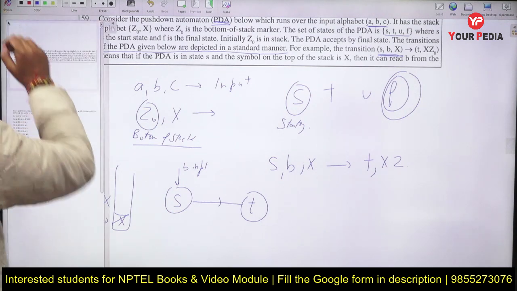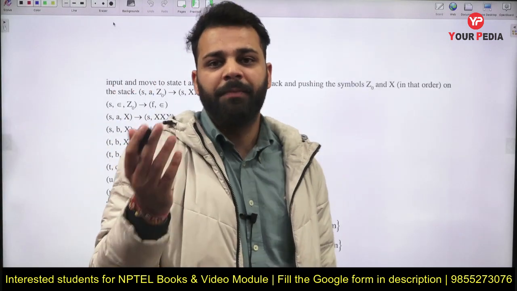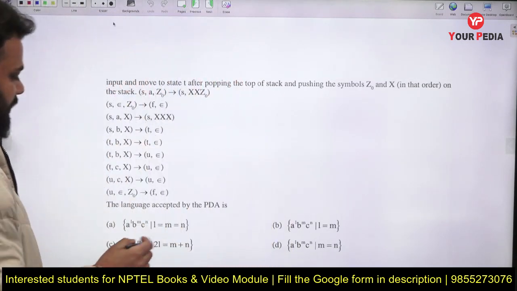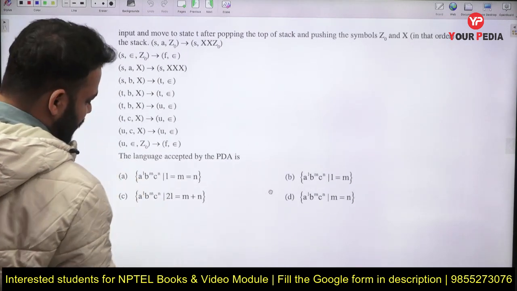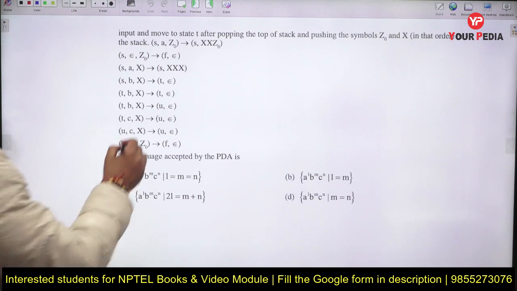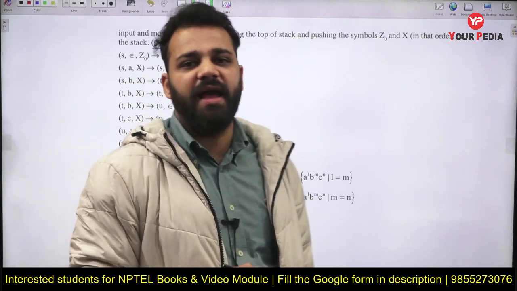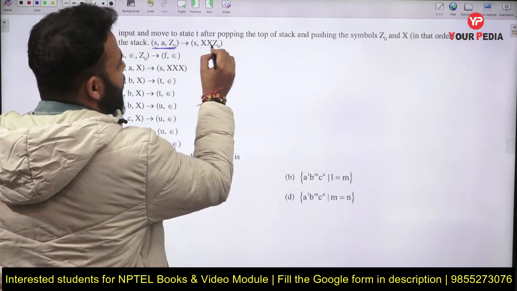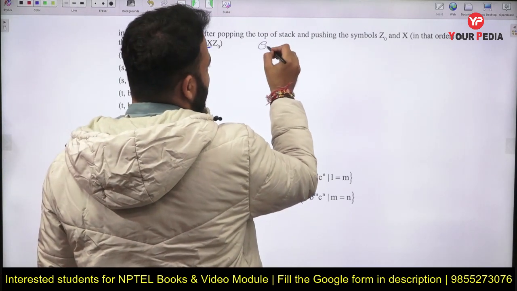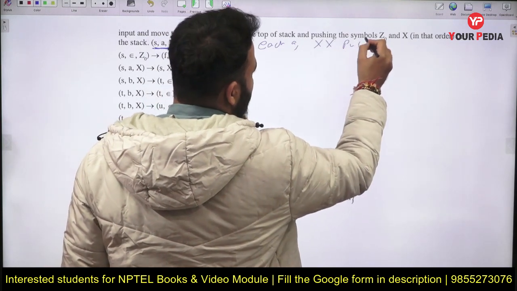Now you have been given multiple transition functions, and by using these transition functions we will try to make the PDA, and then we will try to solve what language will be accepted by this PDA. So let's see the transition function. So first is, when S is there and input symbol is A and top of the stack element is Z0, you will remain at state S and you will push 2X into the stack. Z0 will remain there. So at S, for an A you will push 2X into the stack.